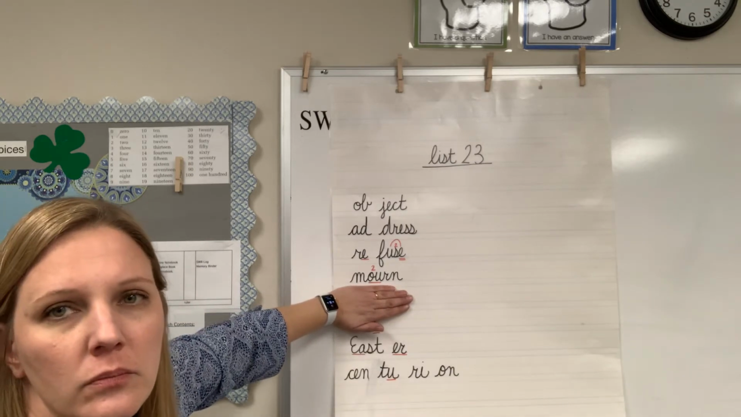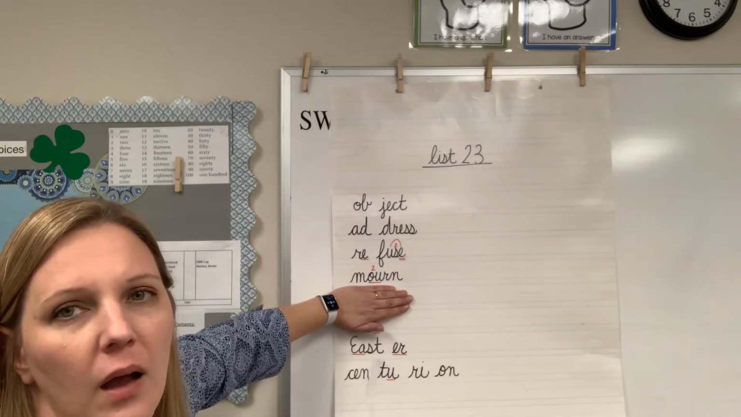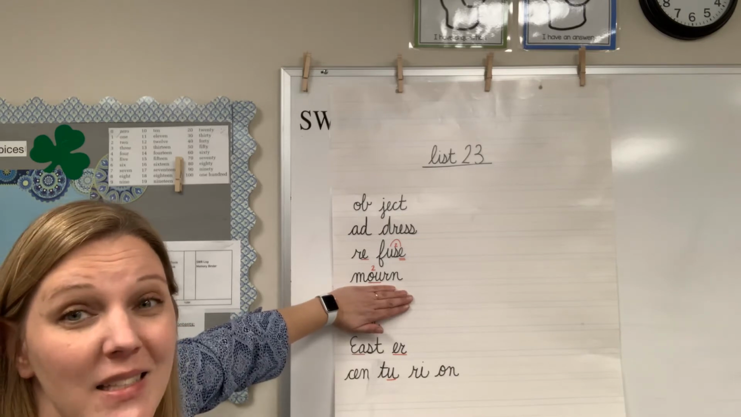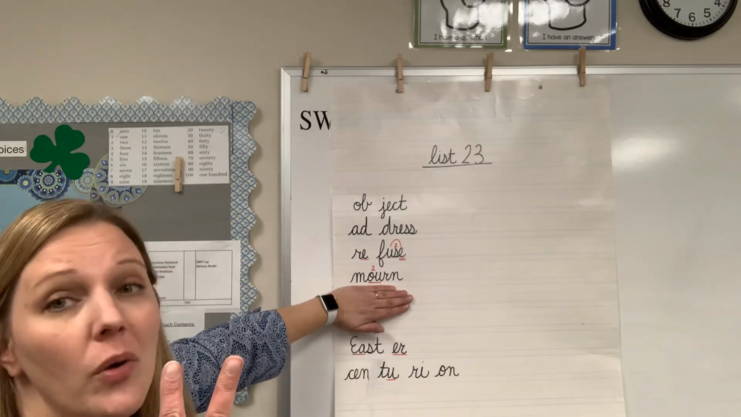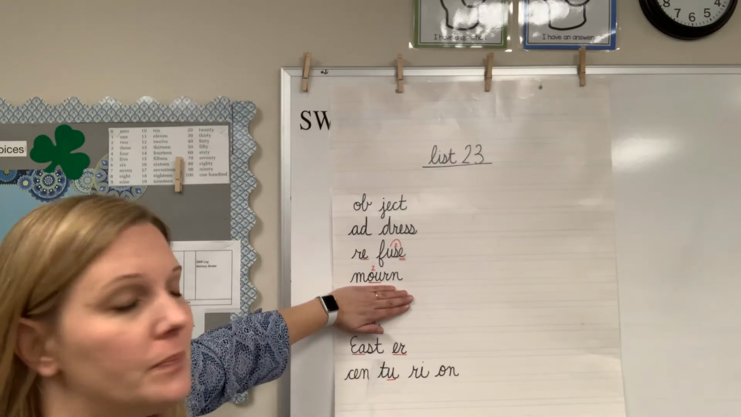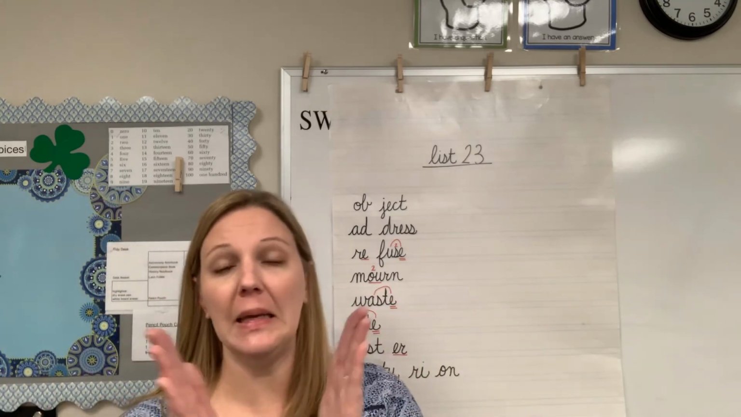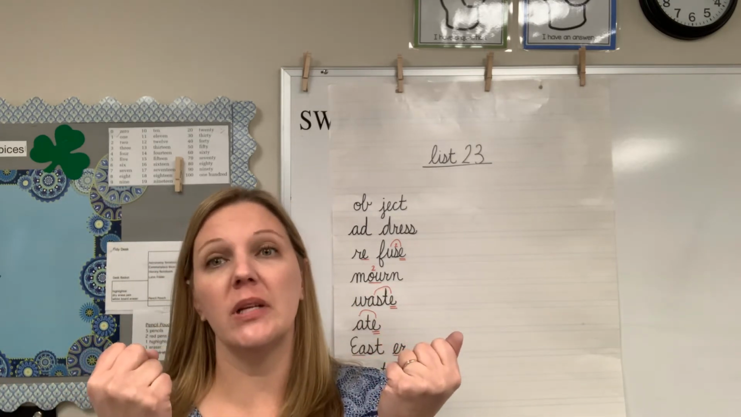M-O-U-R-N. Mourn has a second sound, so we'll write a 2 above the O-U and single underline that. Mourn. M-O-U-R-N. All right, put your pencils down, please. Put your dukes up. The next word is waste.